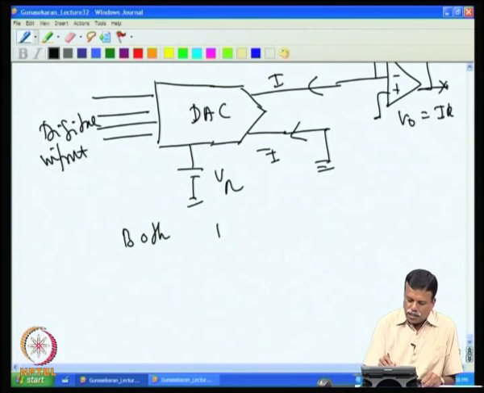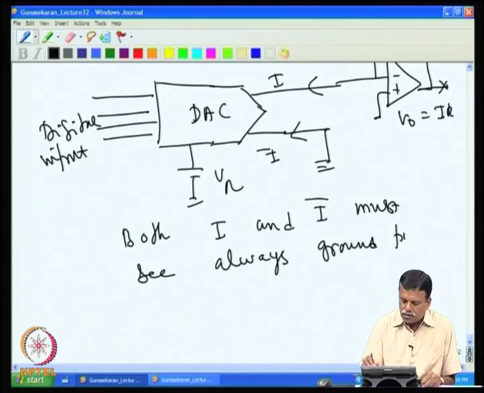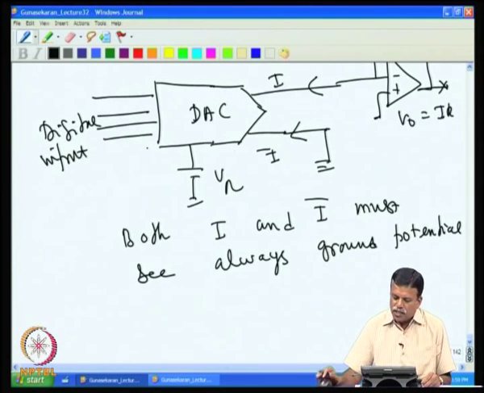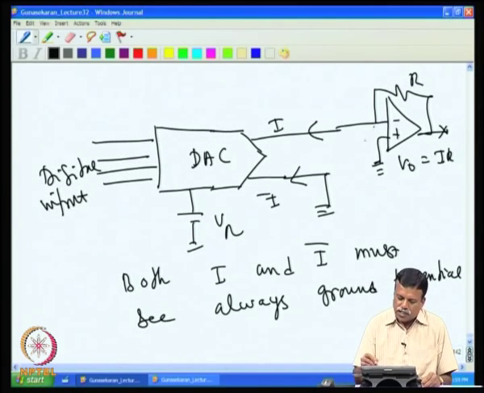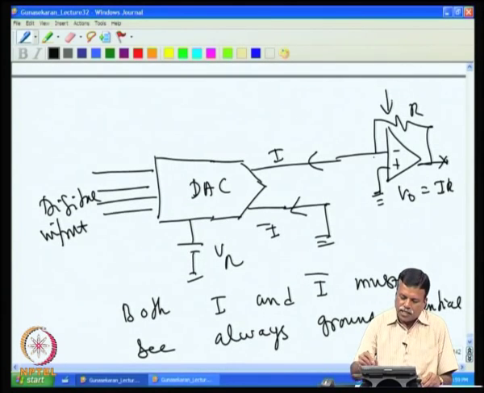Both I and I bar must see always ground potential. Must see ground potential, then only the converter will work properly. That is why in this case we had used a summing amplifier, and then this I is actually at ground potential, I bar also connected to the ground. So, both the types of DTA converters are available and one can use this, and then R can be suitably selected to scale the output.